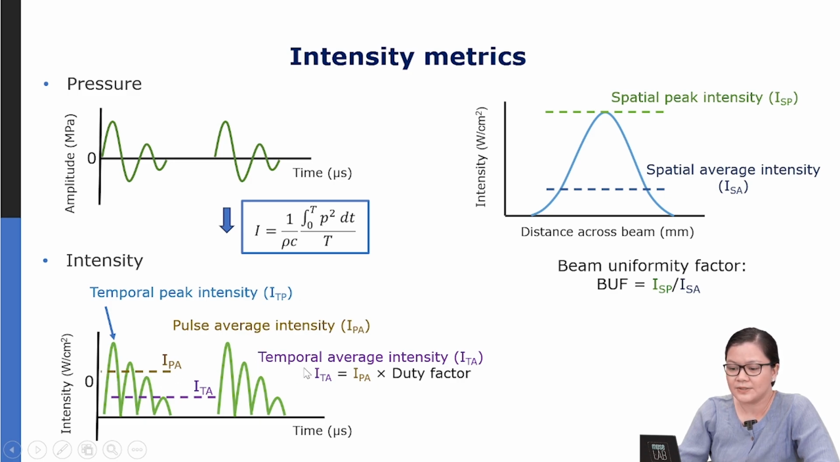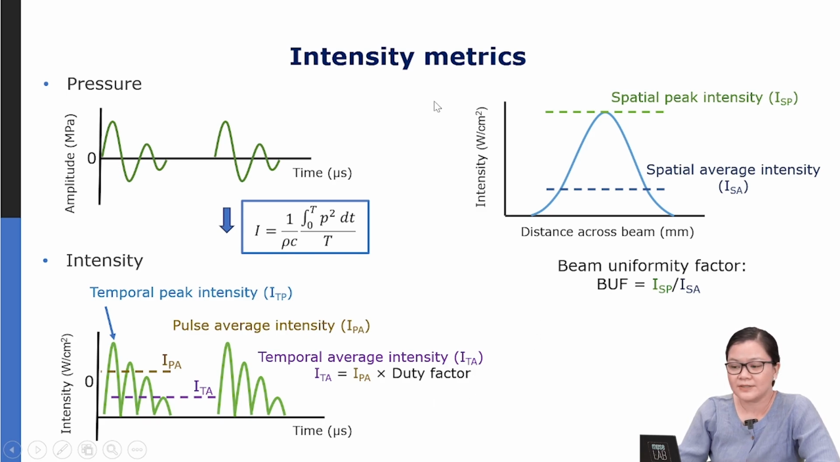We also looked into the temporal average intensity, or ITA, and that is the intensity of the waveform that is averaged during the pulse repetition period. So the on time divided by the on and off time of the waveform. And we also noted that the temporal average intensity, ITA, equals the pulse average intensity times this duty factor.